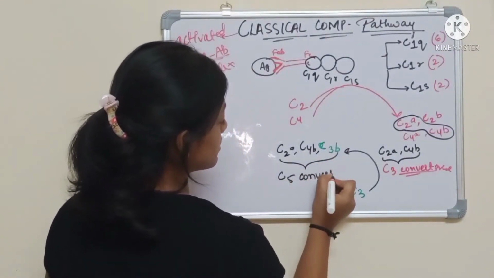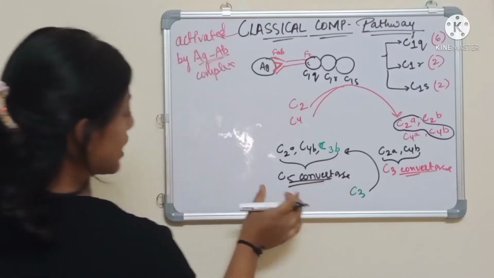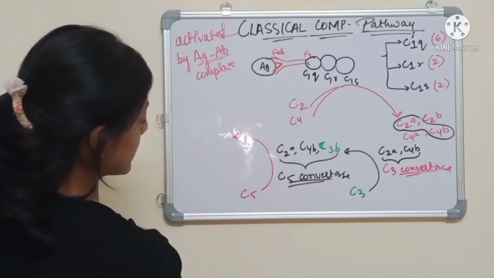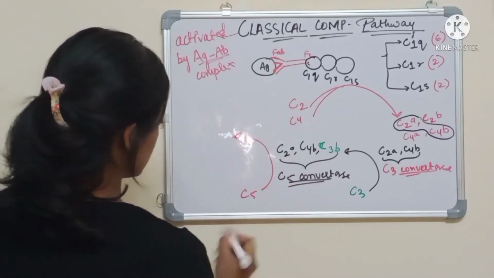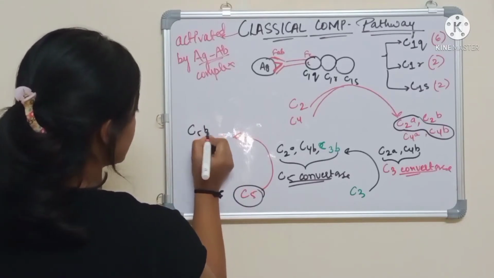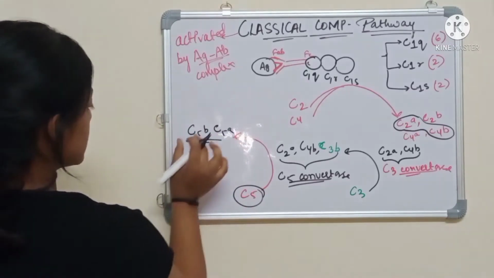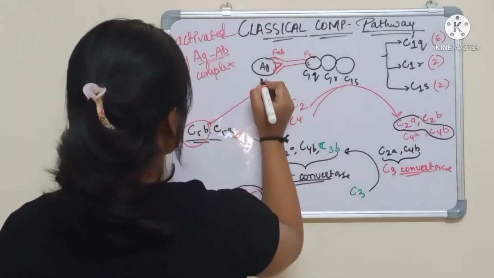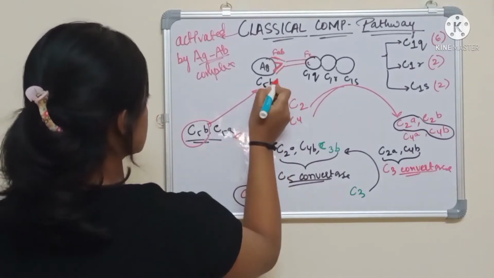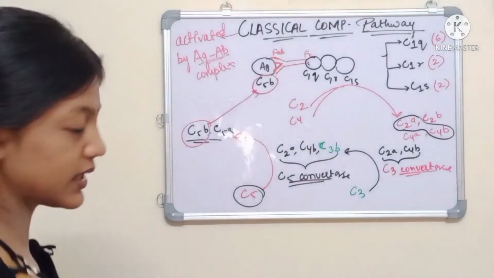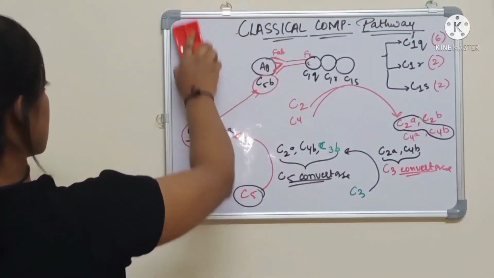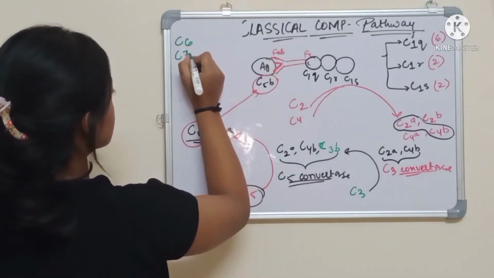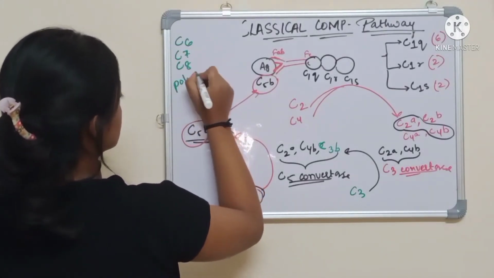C5 convertase will convert C5 to C5b and C5a. Now this C5b goes over here and binds here. C5b binds with the antigen. Now what happens? Other complement proteins like C6, C7, C8 and poly C9 also join.